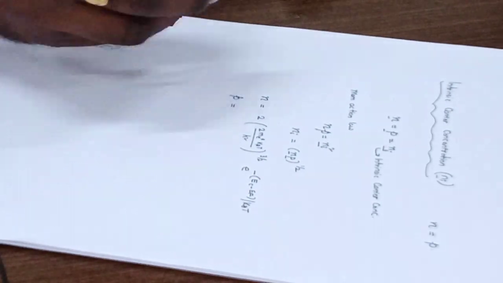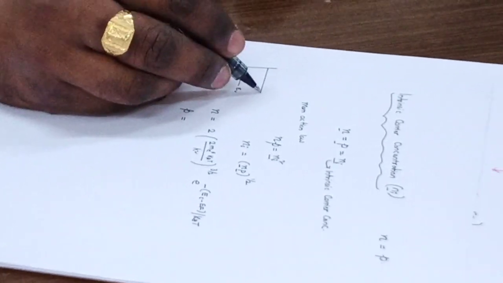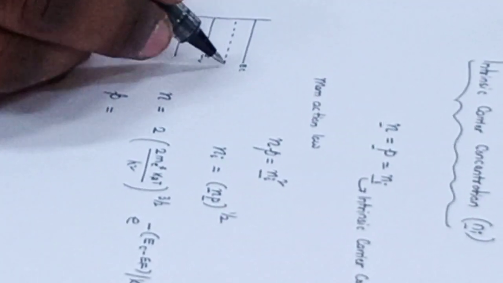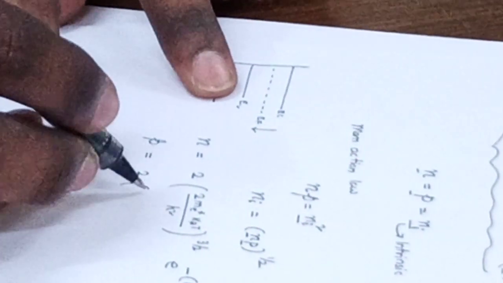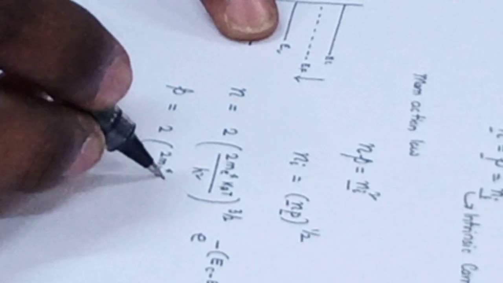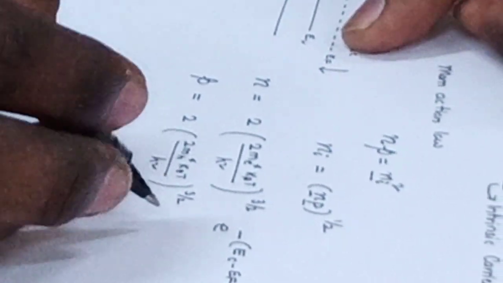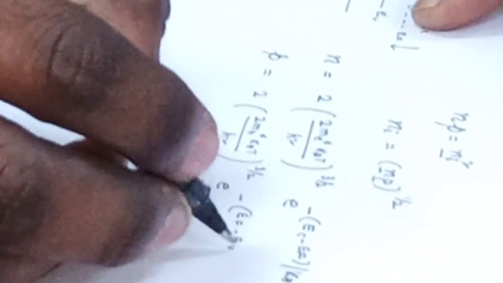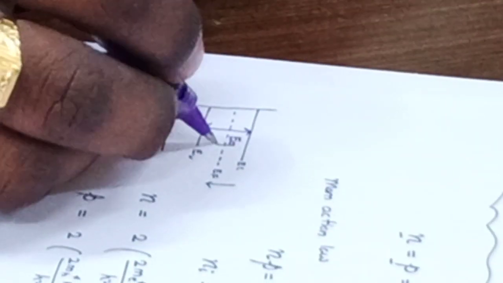Similarly, the number of holes can be written like this. So this is the valence band, this is the conduction band, this is the intrinsic Fermi level. I'm writing with respect to this arrow. P is equal to 2(mh* kBT / h²)^(3/2), I'm writing the number of holes, exponential of (EV − EF) by kBT.